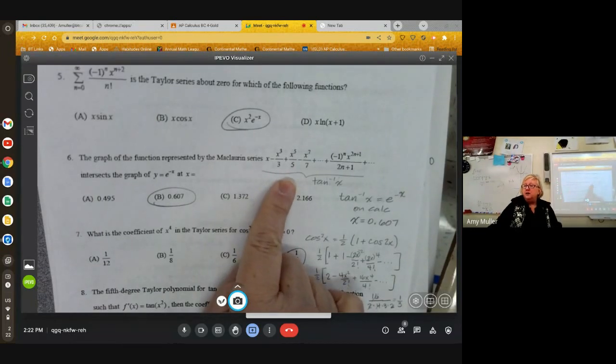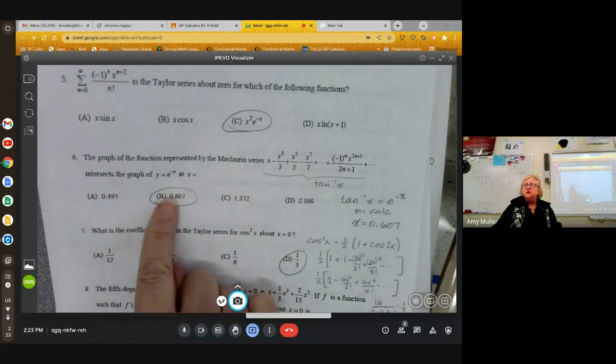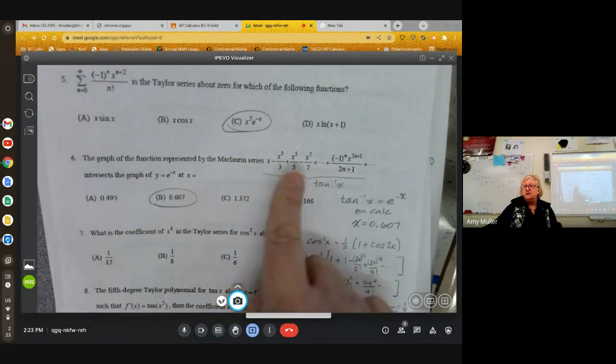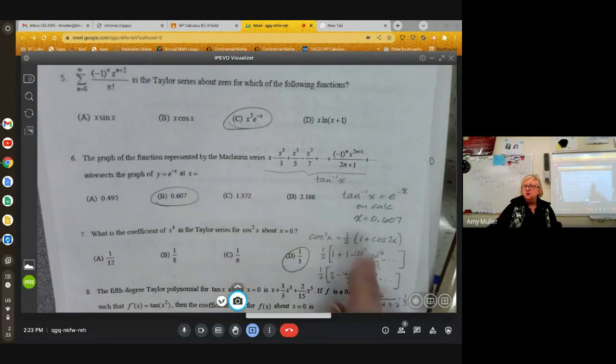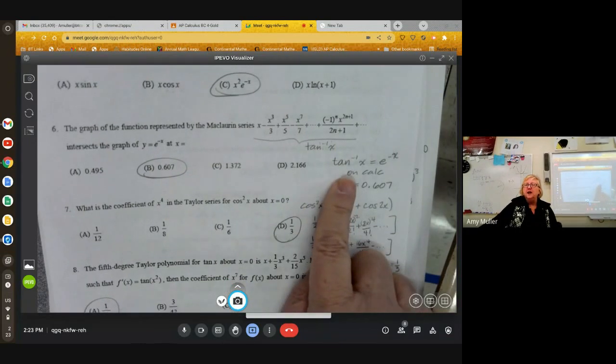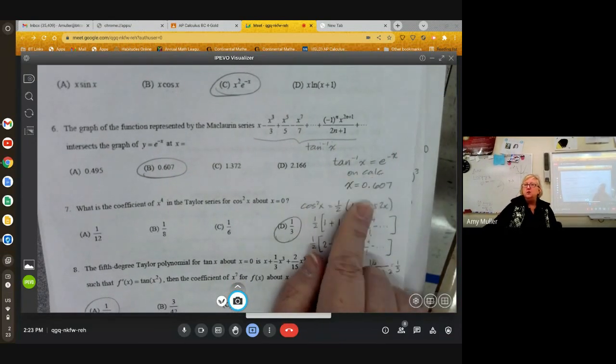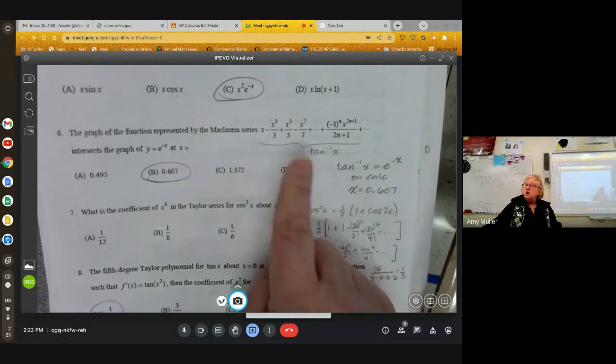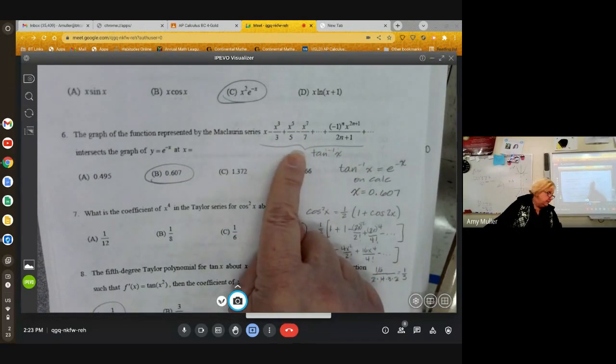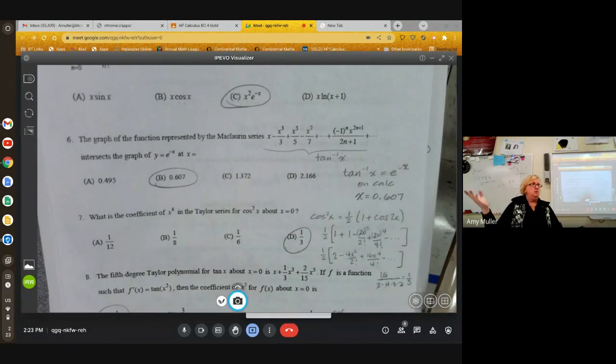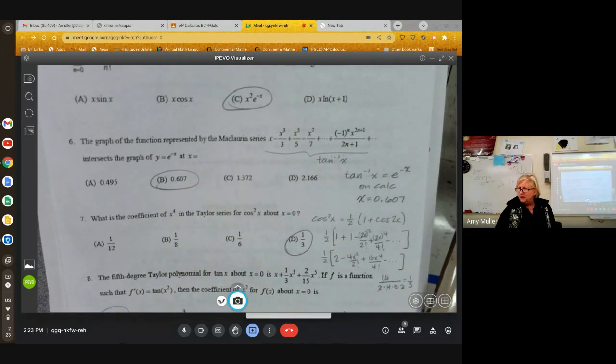is imperative because it says find out where they intersect, where e to the negative x intersects this. So what do you do? You have to, in your calculator, put inverse tan in y1 and this in y2 and see where they intersect. But you have to know that that's what? Inverse tan. That's why I want you to memorize those. So you go, oh yeah, inverse tan. When does that equal e to the negative x?